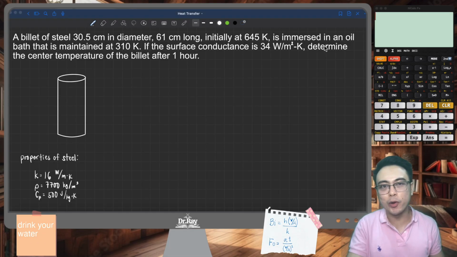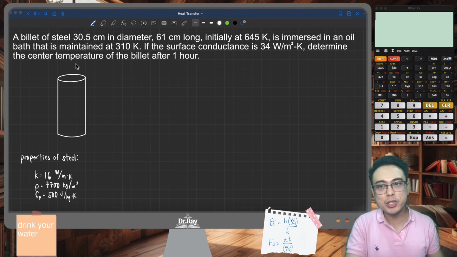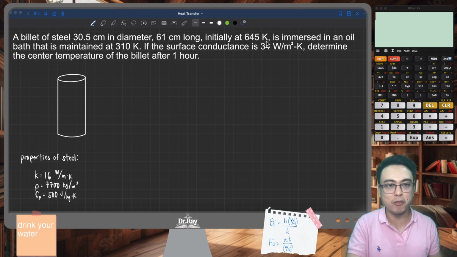In this video, we are going to solve a sample problem regarding unsteady-state conductive heat transfer. The problem reads, a billet of steel, 30.5 centimeters in diameter, 61 centimeters long, initially at 645 Kelvin, is immersed in an oil bath that is maintained at 310 Kelvin. If the surface conductance is 34 watts per square meter per Kelvin, determine the center temperature of the billets after 1 hour.